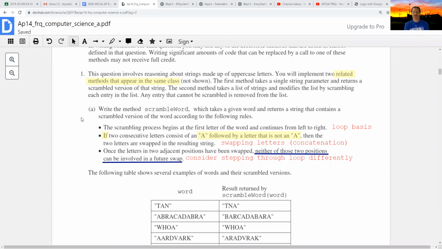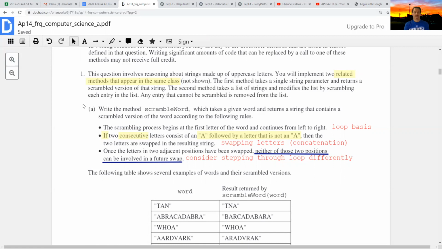If there's two consecutive letters where you have an A followed by a non-A, then you need to swap them. Anytime we're talking about consecutive in a loop structure, we got to be very, very careful that we don't go out of bounds. So one of our big concerns here will be potentially going out of bounds, because anytime you start looking to the right or to the left of something within a storage system that's indexed, you might go too far on either of the edges, so like the far left or the far right.